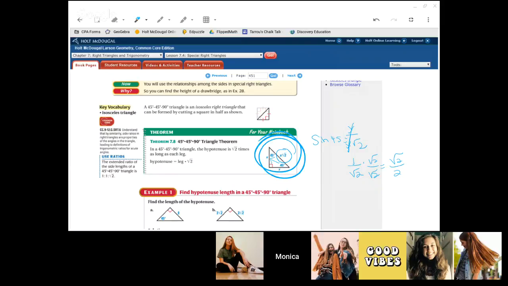And then you'll do the same thing with that 30, 60, 90 triangle that's like a couple of pages over. You'll look at the 30-degree angle and work that out like that, and look at the 60-degree angle and work that out.